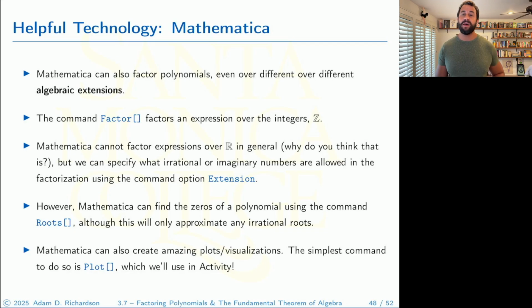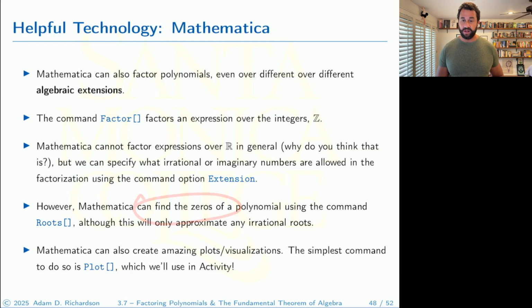You're basically saying, hey, Mathematica, factor this over the integers, but I'll also let you use square root of 2 and square root of 3. And once you do that, it'll factor. It'll be like, okay, got it. Now I know what I can factor with. That might seem a little bit limited, but again, the technology is more amazing than you might think.